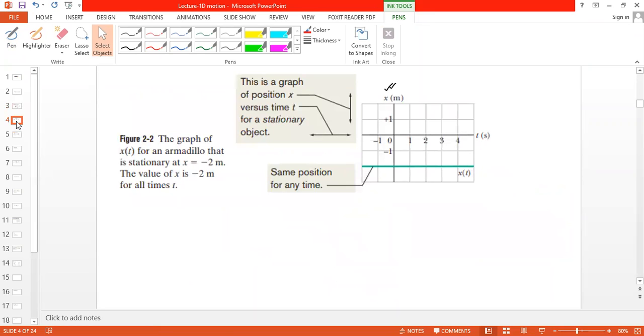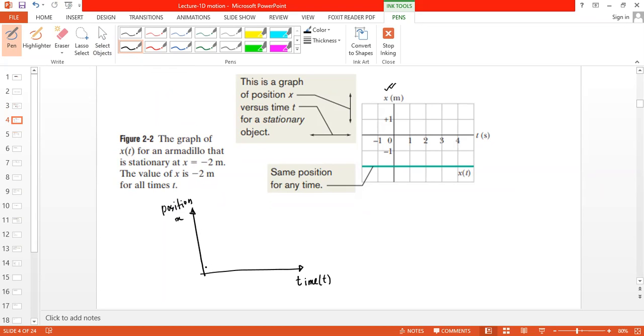Now, position and time can also be drawn in a graph. Most of the time we use a graph to represent position and time, and I want to discuss a little bit about this. So let's say this is a graph, and here the x coordinate represents time, t, and the y coordinate represents position, which is x.